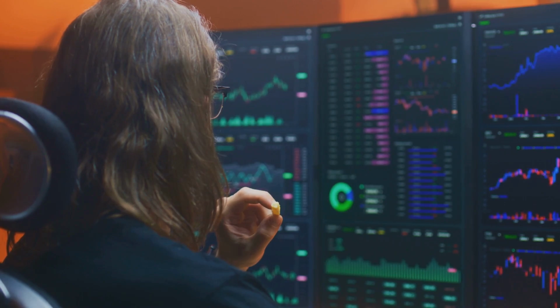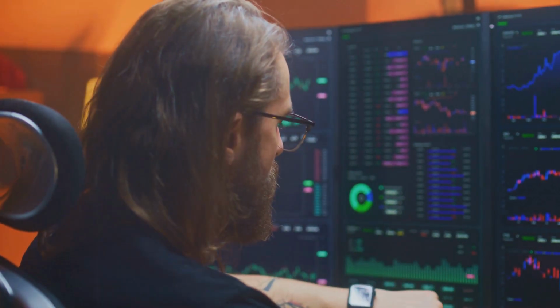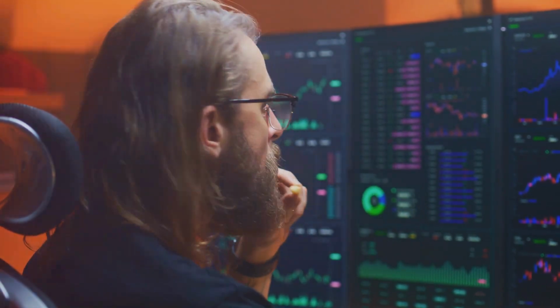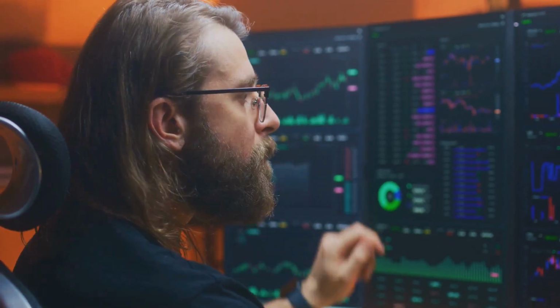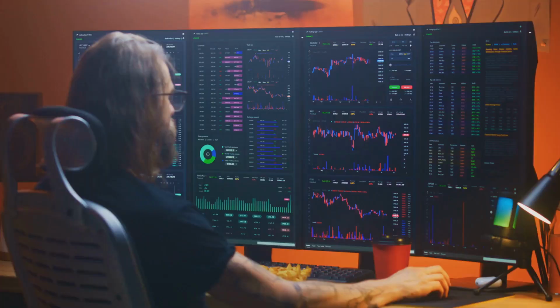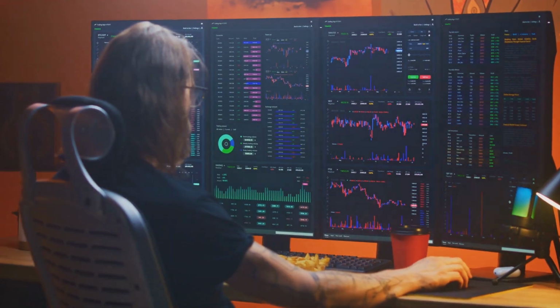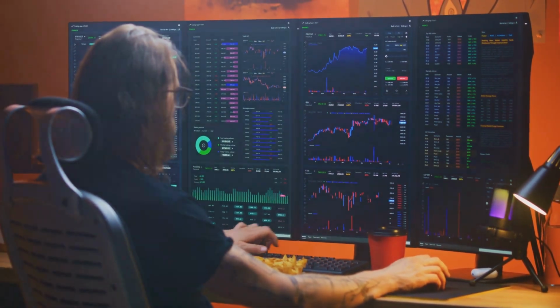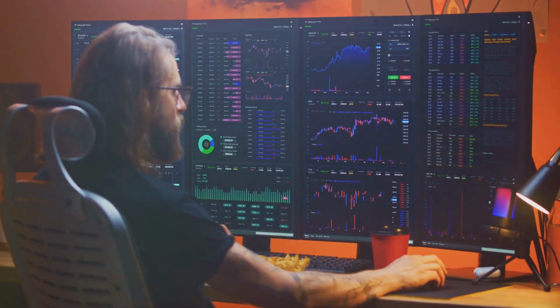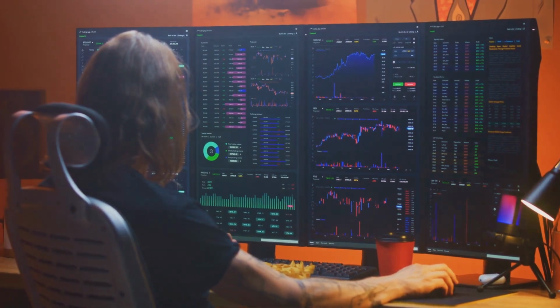How Bollinger Bands work. Volatility-based indicator. The distance between the upper and lower bands expands and contracts based on market volatility. Expanding bands. When volatility increases, the bands move further apart. Contracting bands. When volatility decreases, the bands move closer together.